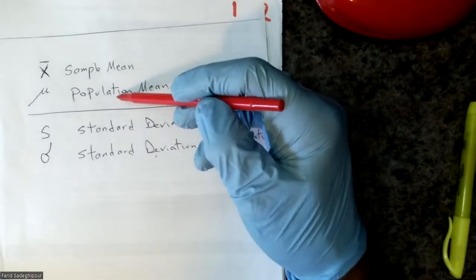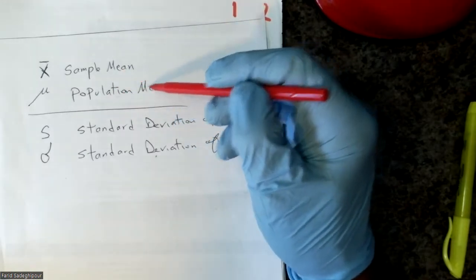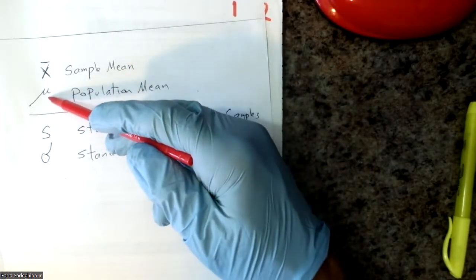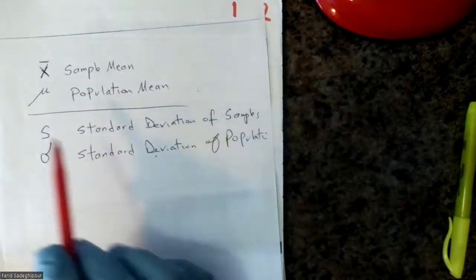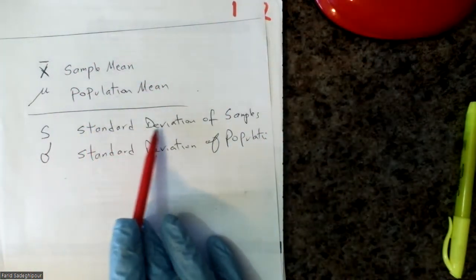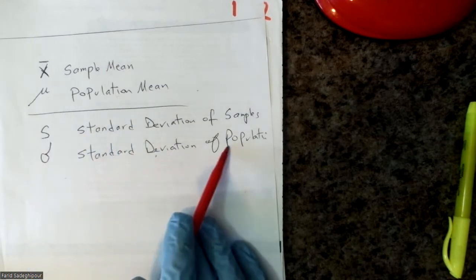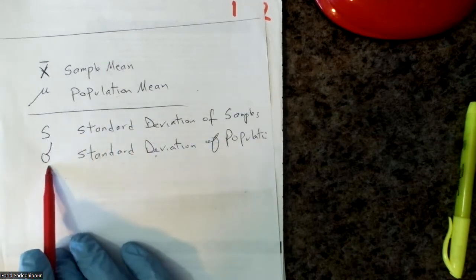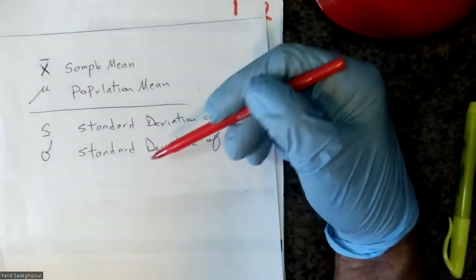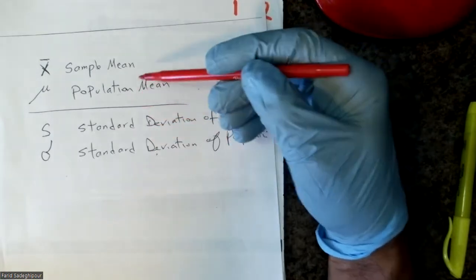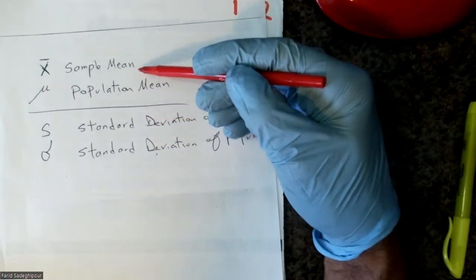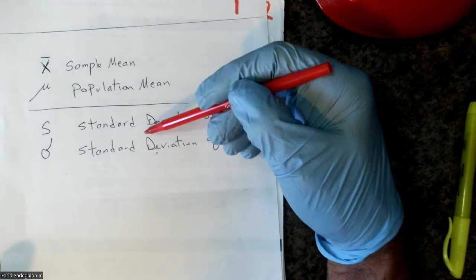This symbol means mean of population. So when you calculate the mean for the entire population, we normally use this symbol. The standard deviation for the samples is S, and the standard deviation of the population is sigma, this symbol that we use. Formulas are always the same, because you either use samples or you use population when you're working on problems.